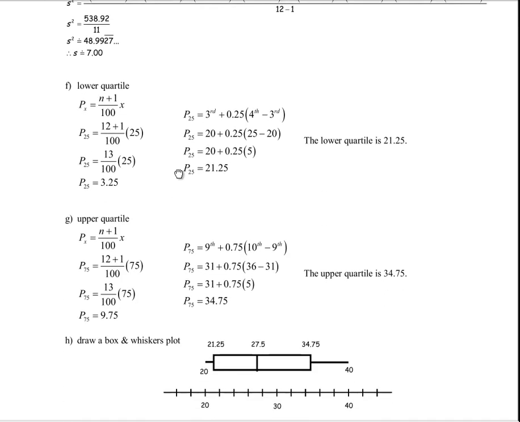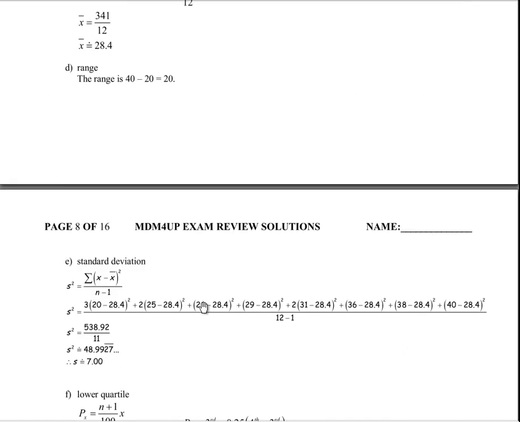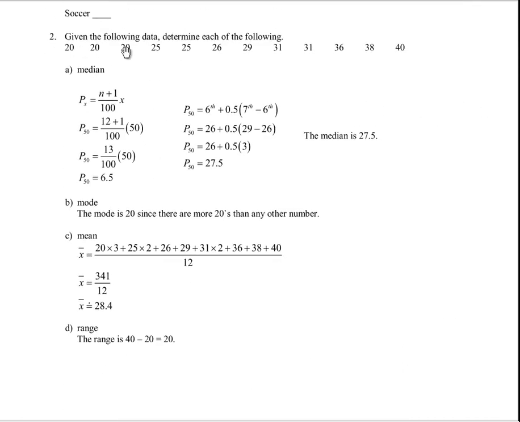To find the lower quartile, upper quartile, and then we're going to draw a box and whiskers plot down here. The lower quartile, similar calculation to the median, except it's the 25th percentile. So x is 25, so we'd have 13 over 100 times 25, which is 3.25. The third number, and remember the first 3 were all 20. So the third number is 20, and the fourth is 25.